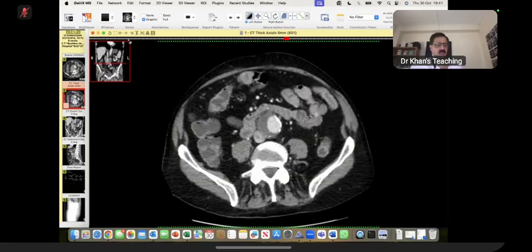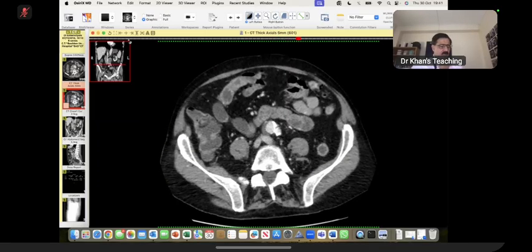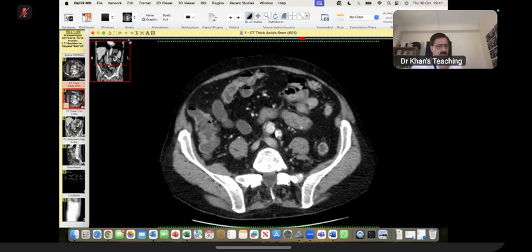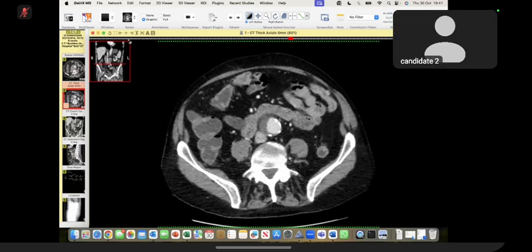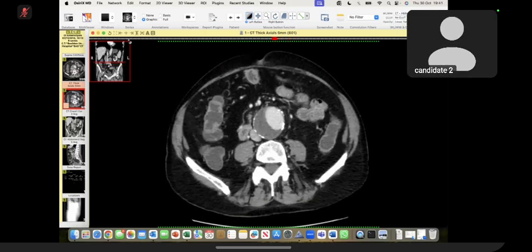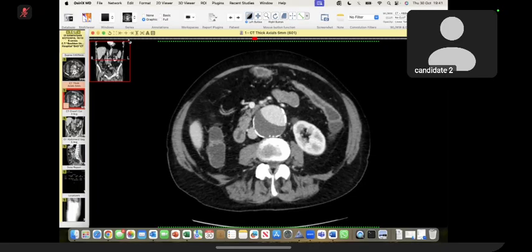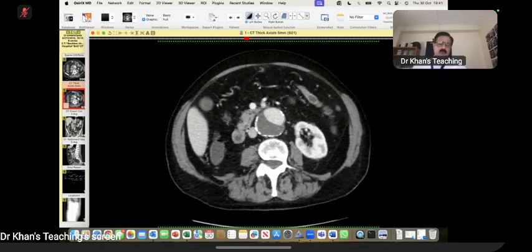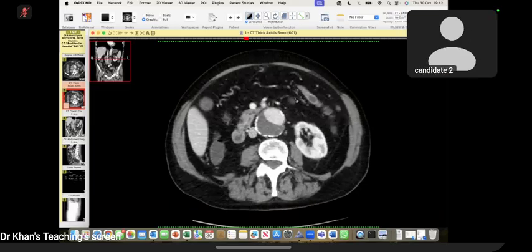I'm not interested in the aorta. The patient has got epigastric pain. Please concentrate on the upper abdomen. Sir, I'm scrolling and it's going a bit slowly. I'm going upwards. Let me scroll cranially for you. Sir, I've left it.